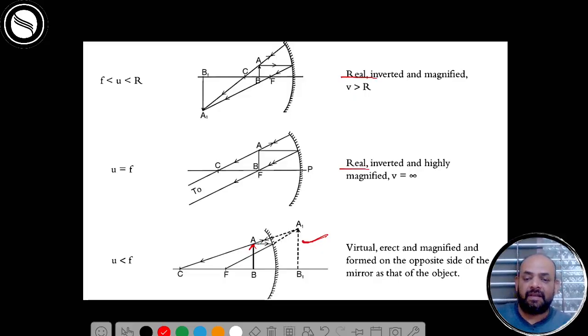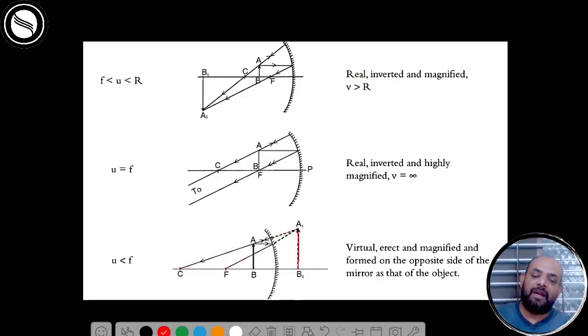So the first ray we take is parallel to the principal axis, which will pass through the focus. And this is 3-dimensional. Don't think that this object will block this ray. No, this is 3-dimensional, and there are infinite rays, so with the help of those rays also the image will form at the same place. Here the first ray, which is parallel, will pass through the focus. Second ray you can take passing through the center. But these two rays are diverging, so it will appear that they meet somewhere behind the mirror. So the image will form behind the mirror.